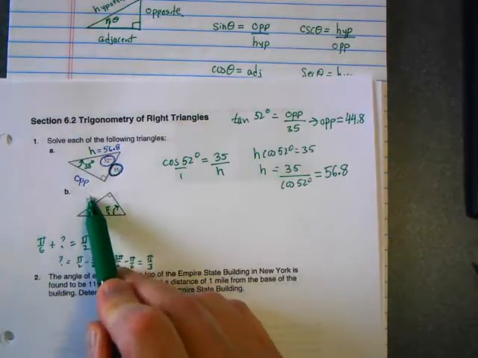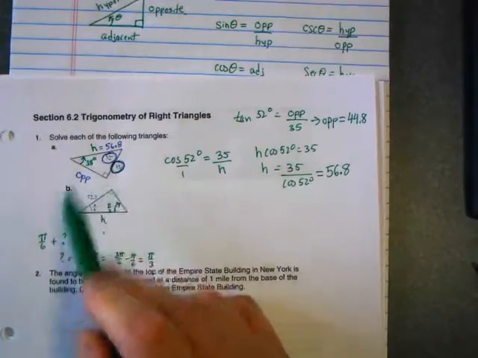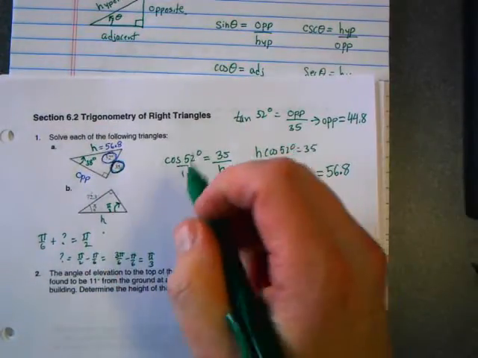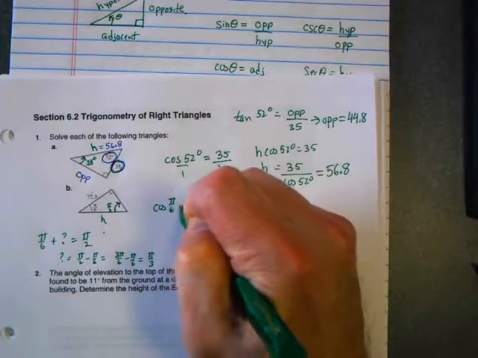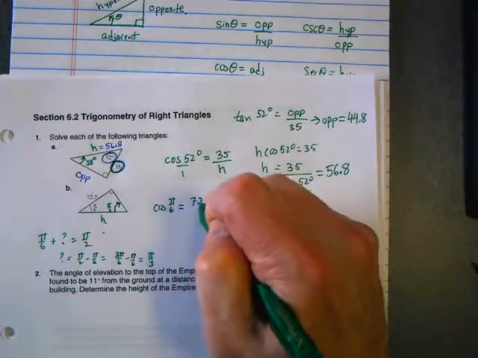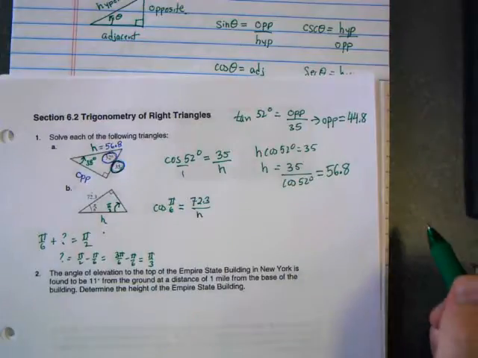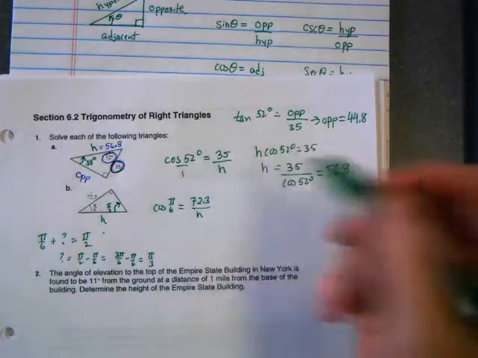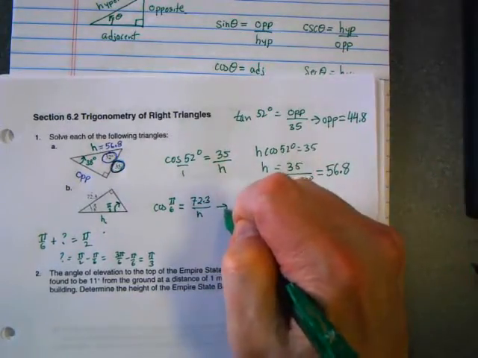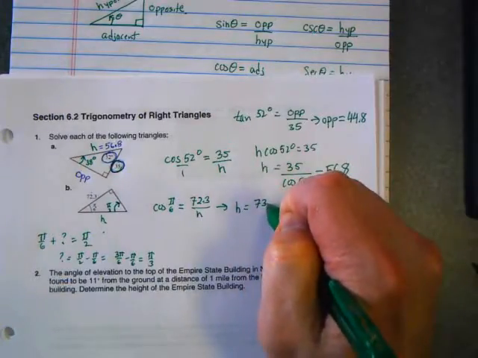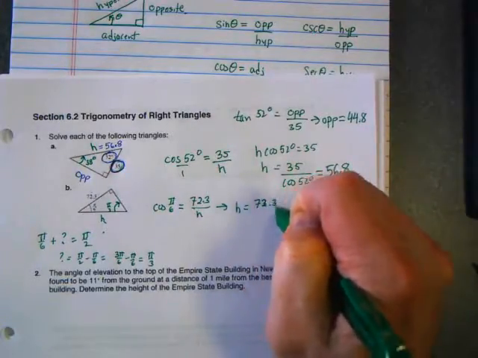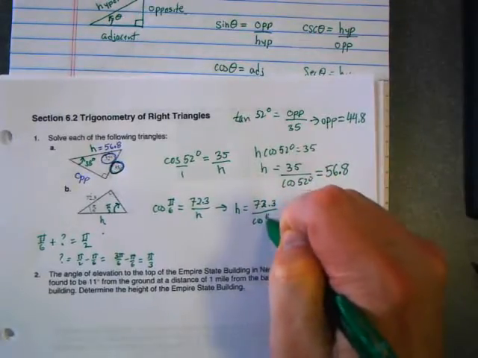Oh, it's the other way around. This is adjacent, this is hypotenuse, correct. My triangle's kind of upside down there. So I'm going to have cosine pi over 6 equals 72.3 over h. And that's just like we had last time. So when you solve, you're going to get h is 72.3 divided by cosine of pi over 6.